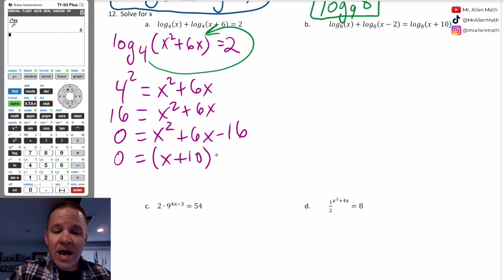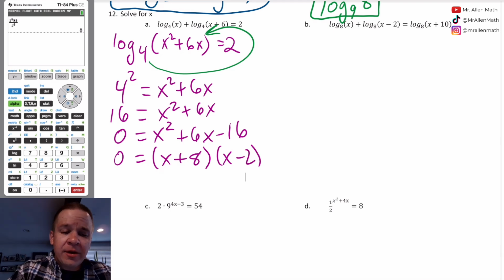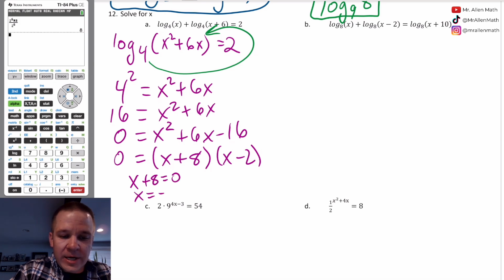It's 10, and it is negative. Wait, not 10. I'm talking too much. 8 and negative 2. There we go. Anywho, I know what I'm doing with stuff. Actually, I don't need another equal sign. We would have x plus 8 equals 0, so x equals negative 8.